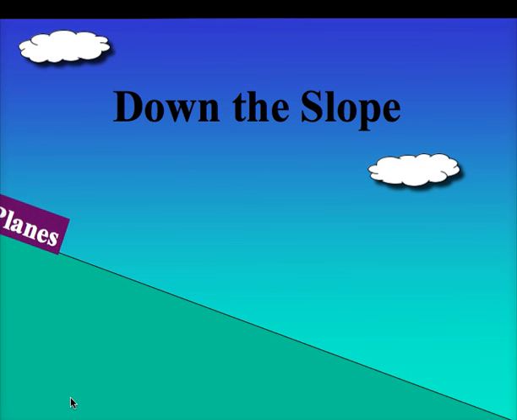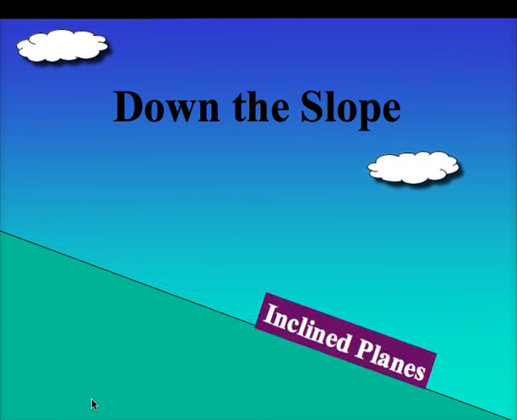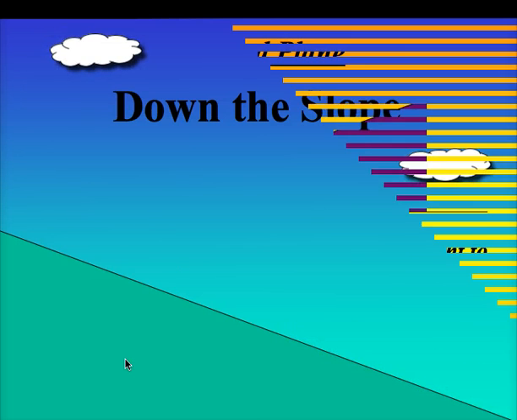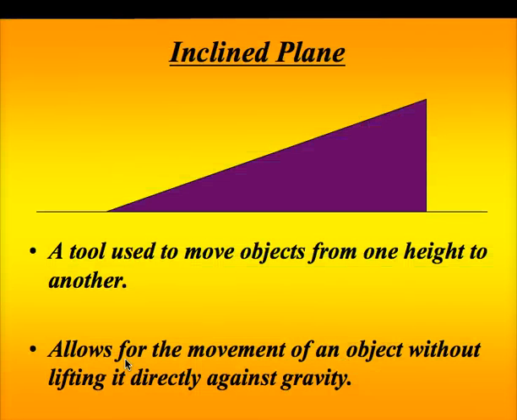Inclined planes! Okay, so an inclined plane is a tool used to move objects from one height to another. It allows for the movement of an object without lifting it directly against the gravity field. Let's say I had a box here and I wanted to raise it up to there. Well, it'd be hard to do that because I have to go directly against the gravity field.